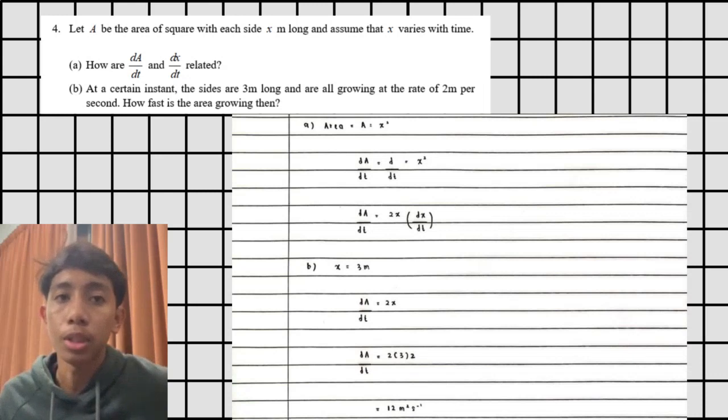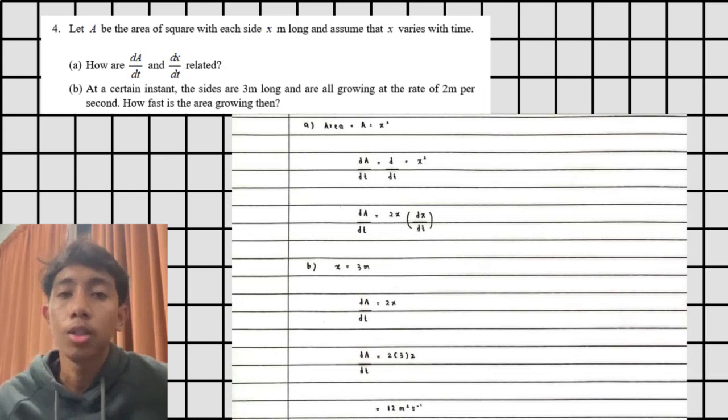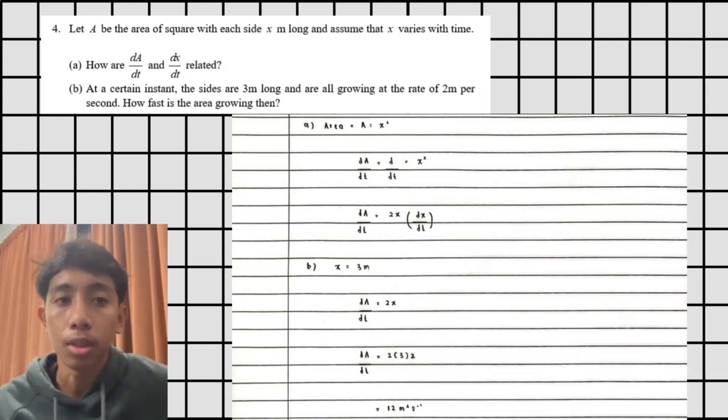For question B, at the given instant when the sides are 3 meter long and growing at the rate of 2 meter per second, we are given that dx/dt is equal to 2 meter per second and x equals 3 meter. Now we substitute these values into the equation derived in part A. So at that instant, the area of the square is growing at a rate of 12 meter square per second.